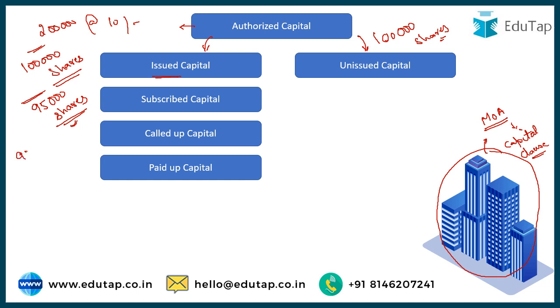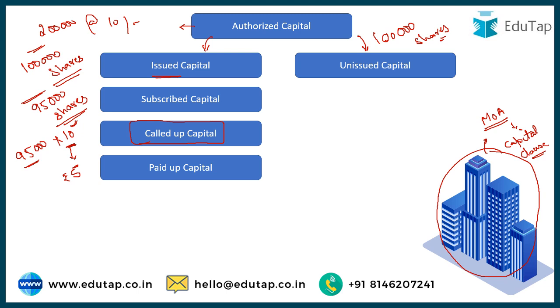So shareholders have to pay 10 rupees per share to the company. Now the company may say, I'm not calling the entire amount as of now. This 10 rupees has to be paid by you to me, but right now I am just telling you to pay me rupees 5. So the company is not calling the entire amount on the 95,000 shares. It is only calling rupees 5 as of now. So this rupees 5 into 95,000 is going to be the called up capital of the company.